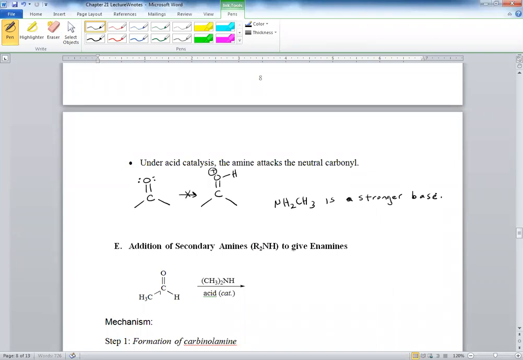So the stronger base will be protonated first, but even at pH 5, it's not protonated as readily. So be aware of that. Do not protonate the carbonyl as part of your mechanism. No, NH2 is going to attack. This is what's going to happen. Not this.